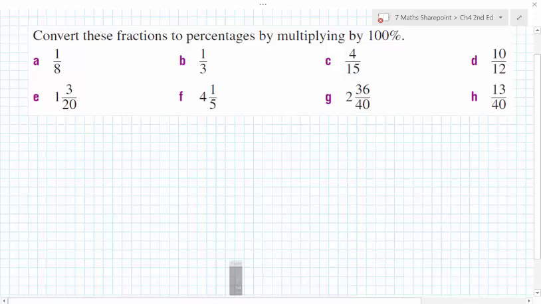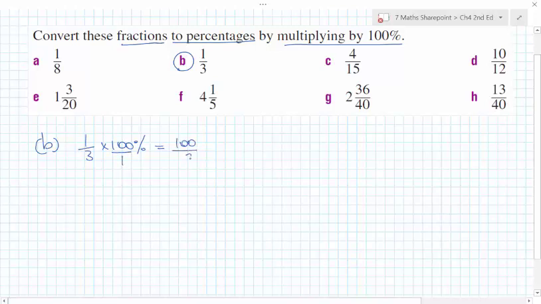Okay, so this question here wants me to convert the fractions to percentages by multiplying by 100%. There are different ways of converting things to percentages, but let's have a look here. If I have 1/3, to convert anything to a percentage, I simply multiply it by 100 and put a percent sign there to remind me that I'm converting to a percentage. So 1 times 100, and I can think of that as 100 over 1. So 1 times 100 is 100 over 3, and then I can still write that as a percentage.